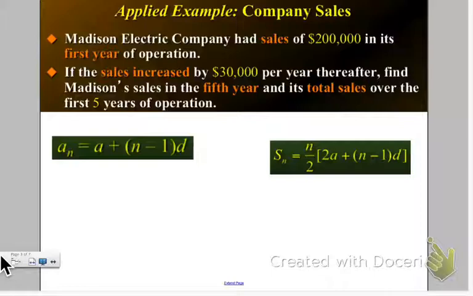So they have sales initially of $200,000. That's the starting amount. And then they are increasing by 30 grand per year. Since they're adding 30 grand each year, it's going to be an arithmetic sequence, which is why I chose the formulas below. So our first number, A, is 200,000, and our D, our common difference, is 30 grand.